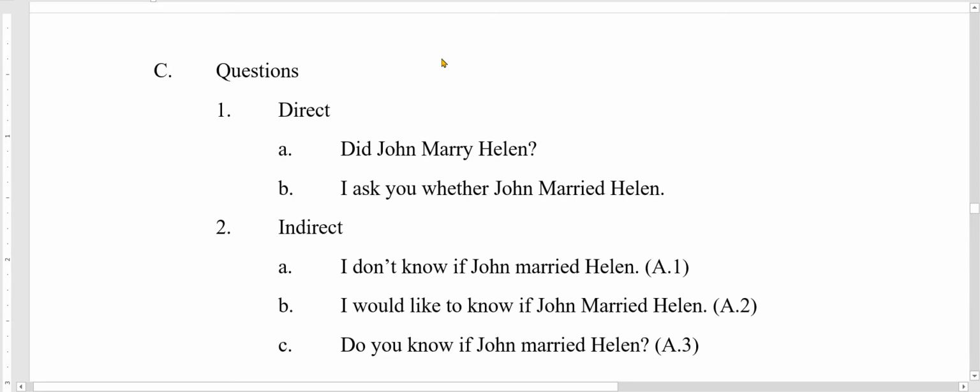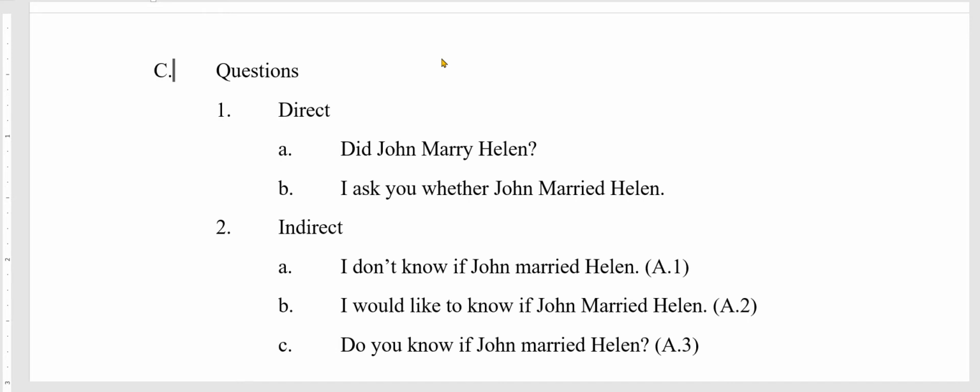Questions. I'm putting the direct and the indirect together. It's easy when you see them together, you can kind of see the difference. So a direct speech act, at least with a question, would be A. Did John marry Helen? Notice you can say yes or no, and if you do that, it satisfies the purposes of the question. With B, I put a performative verb in there.